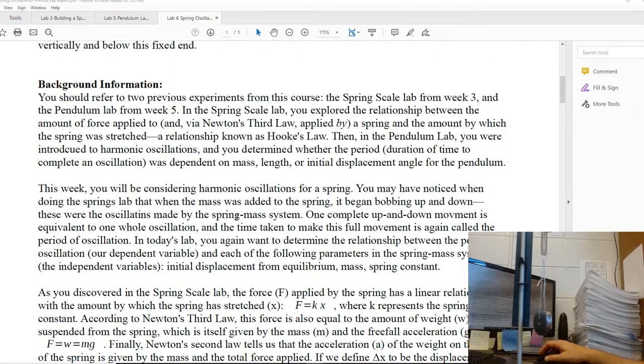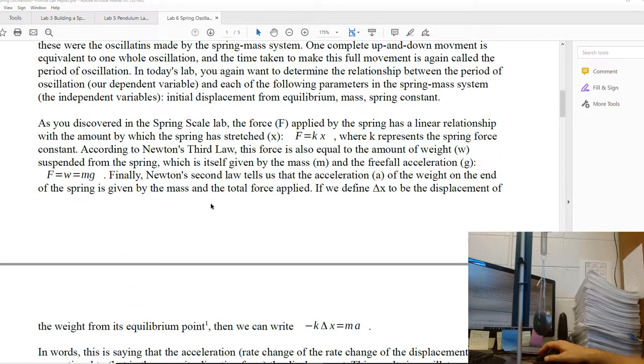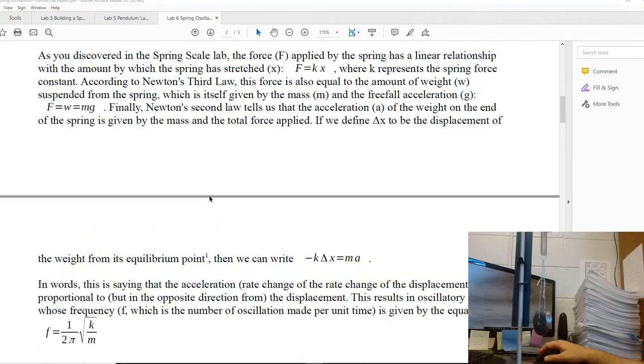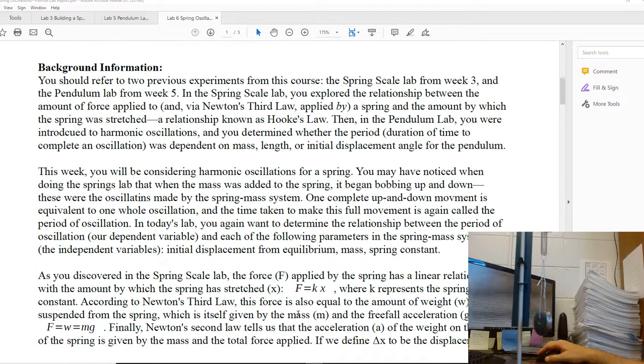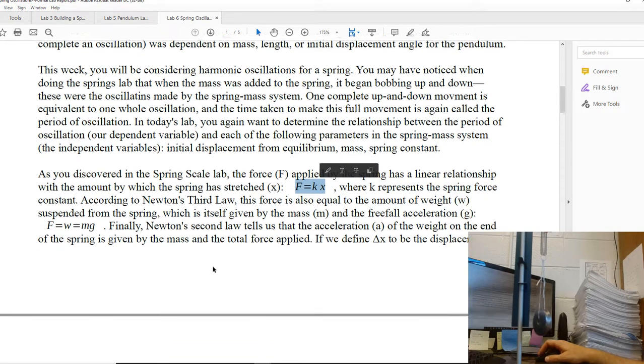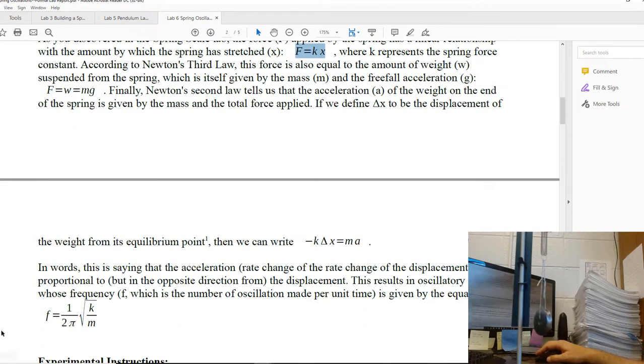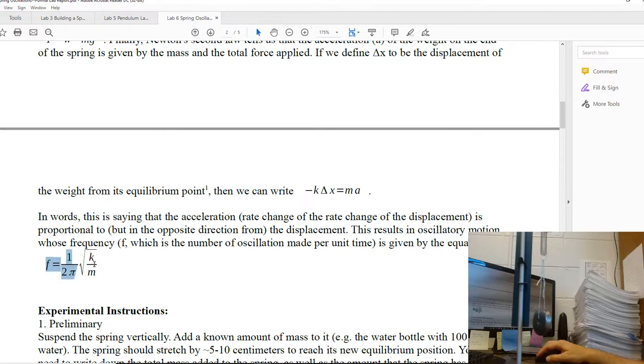Okay, so now going back to the screen itself and what our instructions are, there's a bunch of background information that hopefully reminds you of what we did in the pendulum lab from week 5, the spring lab from week 3. Reminds you of Hooke's law and what the result of Hooke's law should be. Reminds you that you can find a frequency. That frequency is the number of oscillations per unit time. You're looking here for period, which is how much time to make one oscillation. So bear those things in mind.